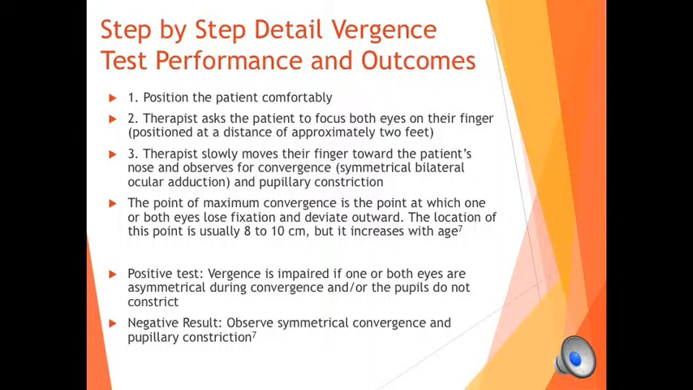and pupillary constriction. The point of maximum convergence is the point at which one or both eyes lose fixation and deviate outward. The location of this point is usually 8 to 10 centimeters, but it increases with age. Positive test: vergence is impaired if one or both eyes are asymmetrical during convergence and/or the pupils do not constrict. Negative result: observe symmetrical convergence and pupillary constriction.